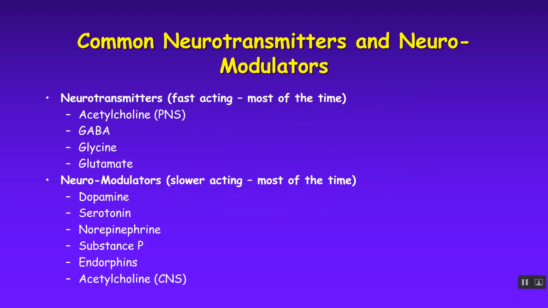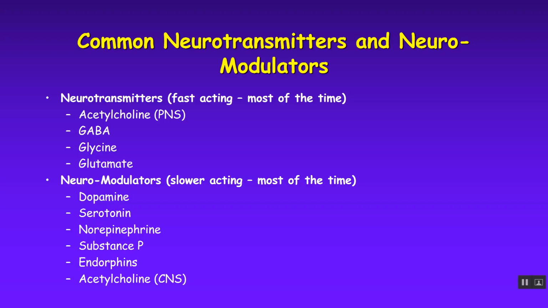So here's how they break out. The common neurotransmitters and neuromodulators. Neurotransmitters are these: acetylcholine, but in the peripheral nervous system it's fast-acting acetylcholine. That's where it says fast-acting, and this is most of the time, because you'll see acetylcholine pop up as a neuromodulator in the central nervous system, so there are sometimes exceptions. Acetylcholine is a fast-acting neurotransmitter that causes a ligand-gated channel to open briefly and close. Same with GABA, glycine, and glutamate. Those are your primary fast-acting neurotransmitters. GABA, glycine, and glutamate are all central nervous system.